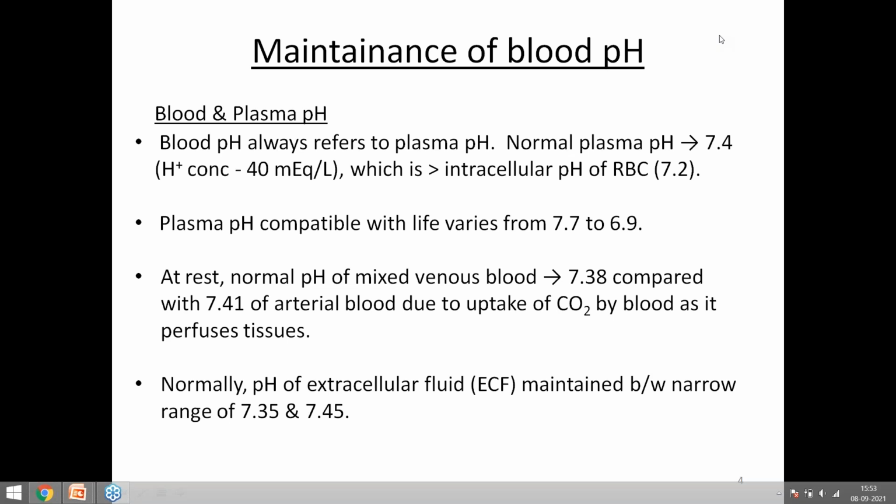At rest, a normal pH of mixed venous blood is 7.38 compared with 7.41 of arterial blood. Why is that so? Because of the uptake of carbon dioxide by blood as it perfuses the tissues. Now, normally the pH of ECF is maintained within a narrow range of 7.35 and 7.45.